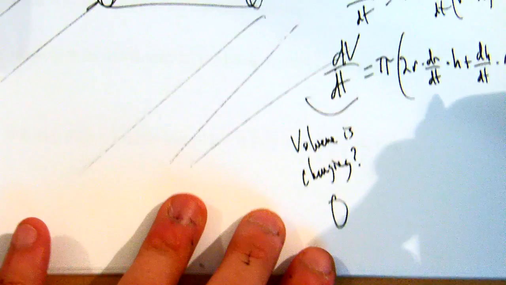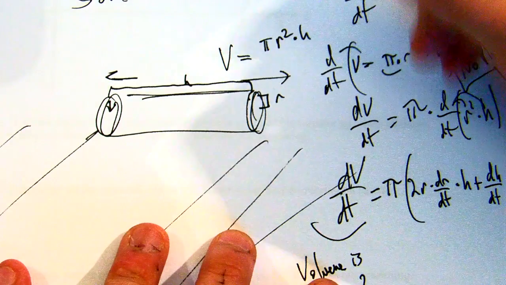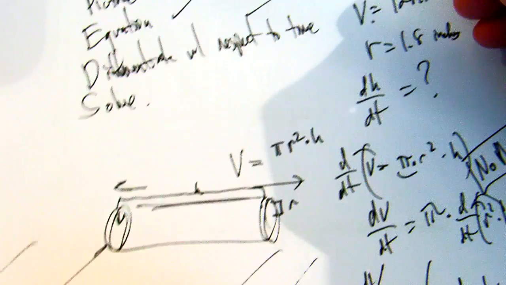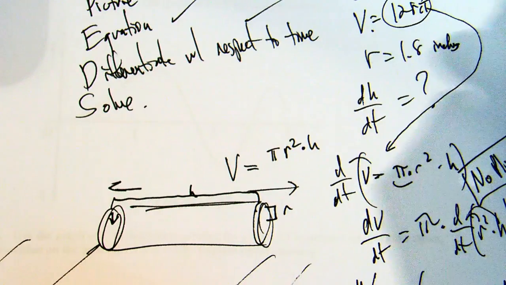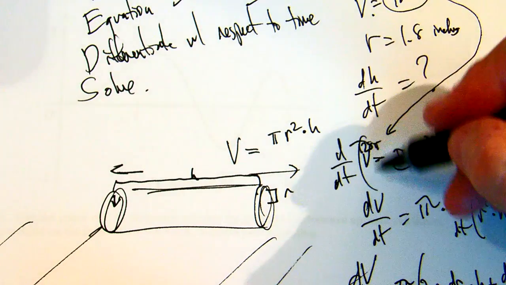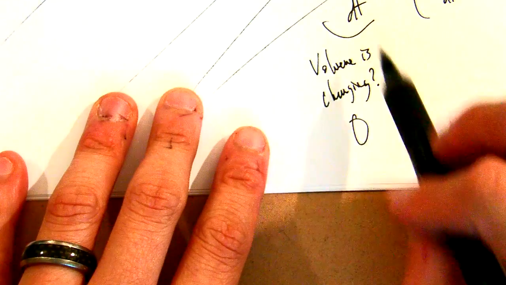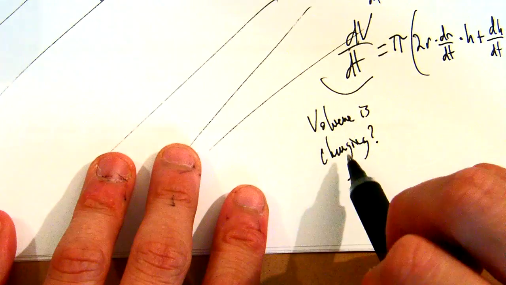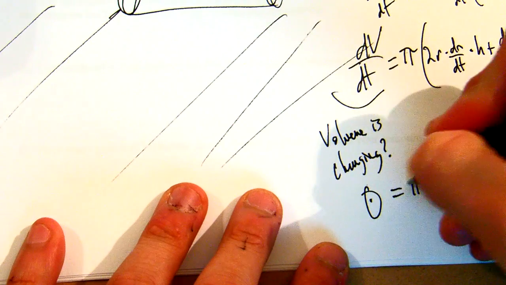It's not changing, right? Another way to think about it is at this stage here, you could have, if you wanted to, plugged in 128 pi into v here. If you plug in 128 pi, and you took the derivative of a constant, you would have gotten 0. So dv dt is 0, both algebraically and conceptually. And now we just continue to solve.